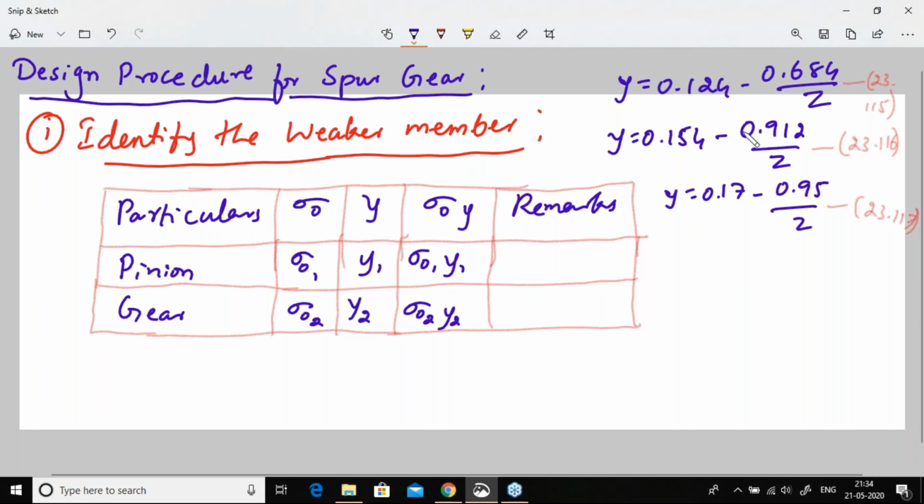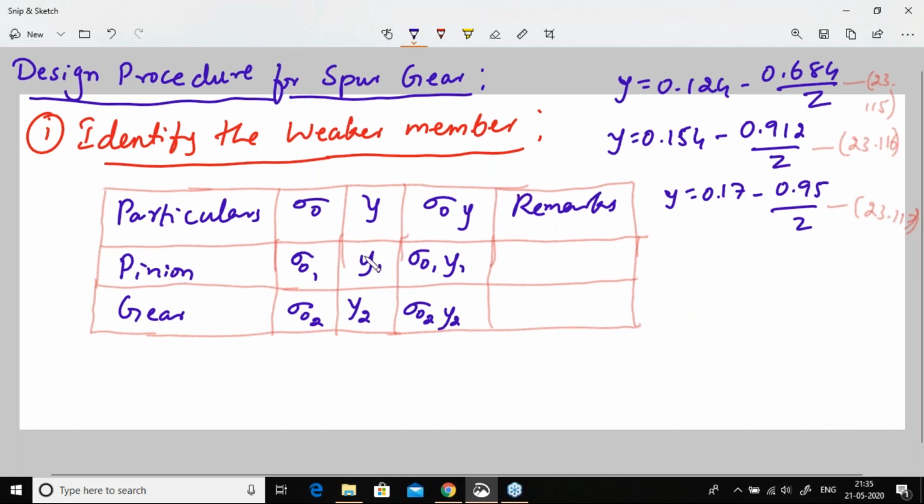If they have not given Z1, we have to take Z1 from table 23.6. By referring to table 23.6, we will get the minimum number of teeth on pinion to avoid interference, for different types of systems of gear. That is separate for 14.5 degree, 20 degree full depth, and 20 degree stub. By referring to that, we have to consider Z1 as the minimum number of teeth, get the value of Z2, and after that get Y1 and Y2.